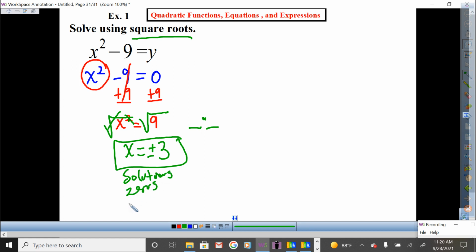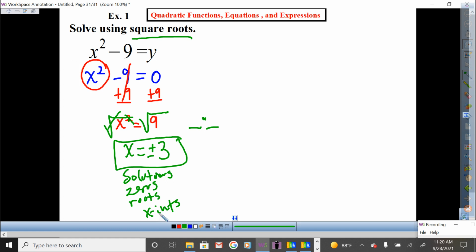Zeros, roots, x-intercepts. And some of you that were with me in Algebra 1, here goes a flashback. Mr. Q, do we have to write all those every time? Yes, you do. Right?